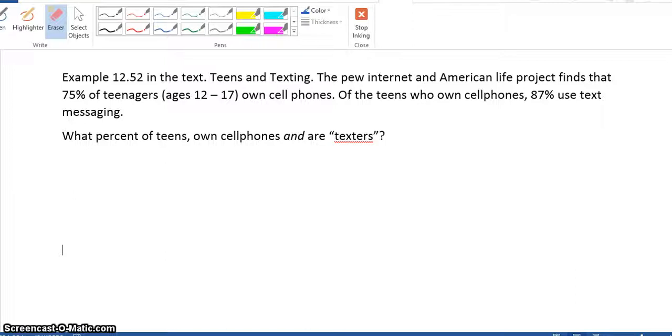Okay, so the first thing is that I'm going to assume that this is a conditional probability problem because of this statement: of the teens who own cell phones, 87% use text messaging. This gives me the indication that it is a conditional probability because it says of the teens who own cell phones, which means that the probability of texting given they own a cell phone is 0.87. So the tree diagram is a perfect way that we can set up this problem.